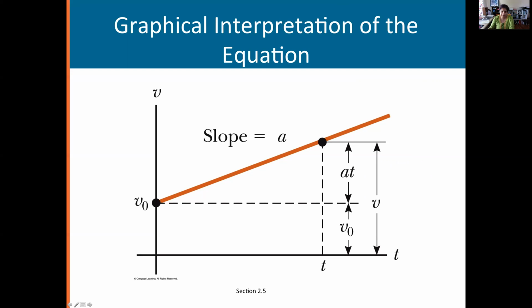And at some final time, let's say here, the velocity has increased by this much, and that is nothing but the slope times the time, so at. So now you see that this velocity here, which is v, is the sum of v0 plus at, which was exactly our equation, v equals v0 plus at. So now you see it graphically. If anything here is unclear, please go to the discussion board for chapter 2 and let's discuss it.